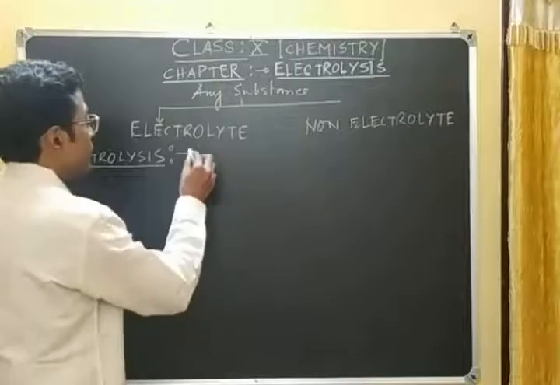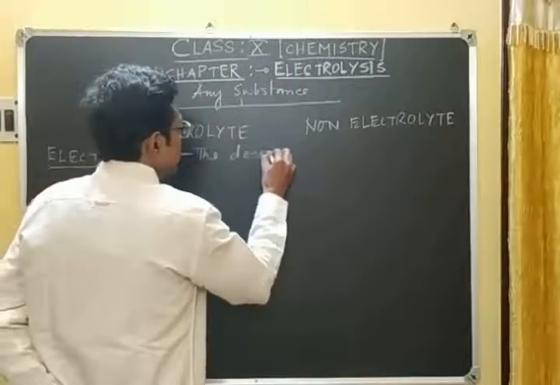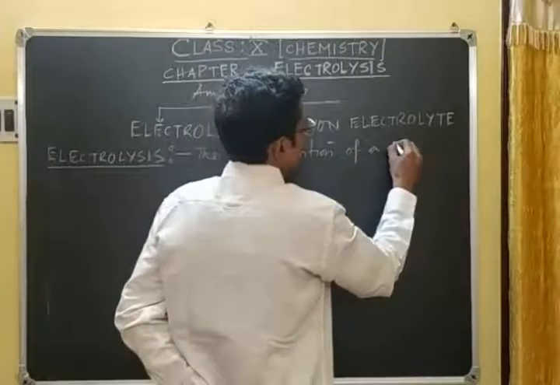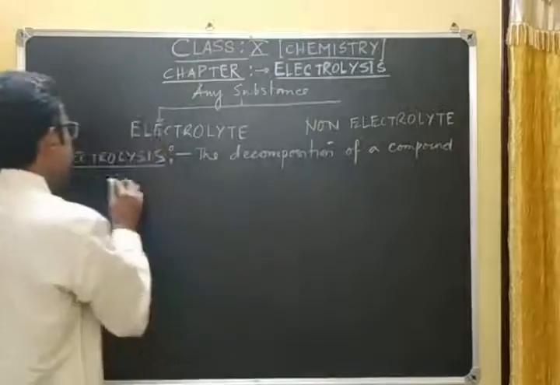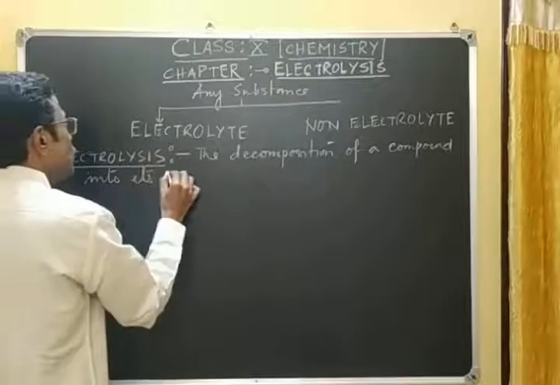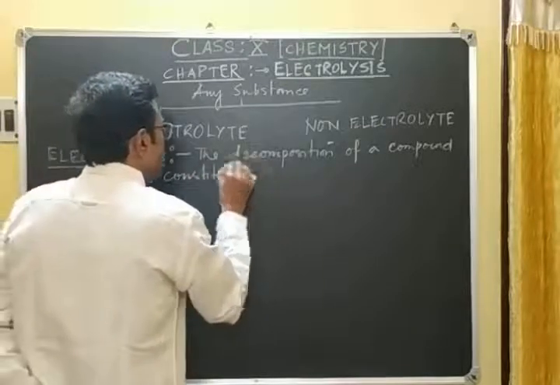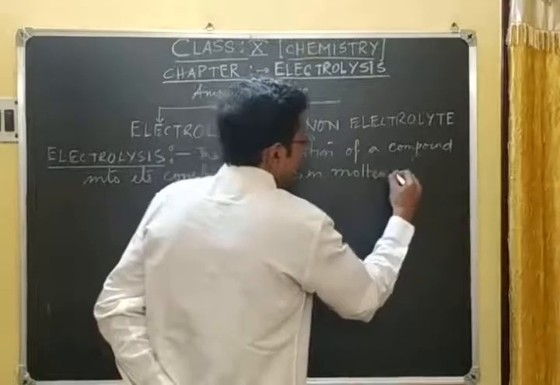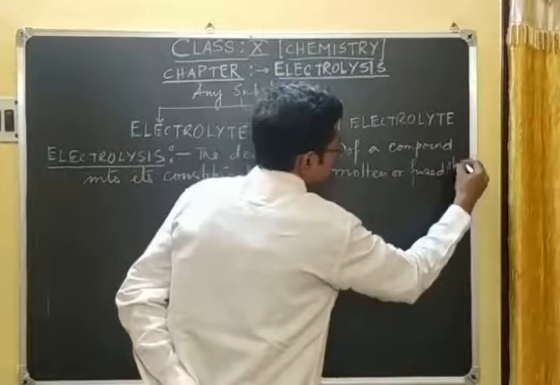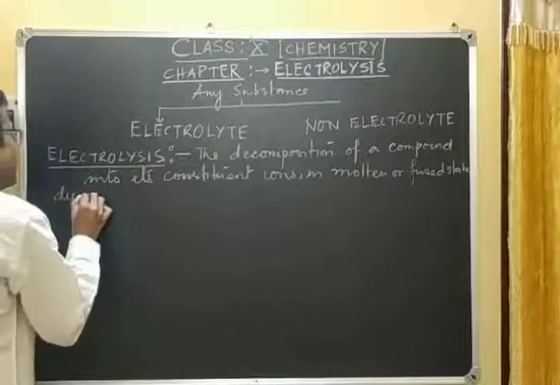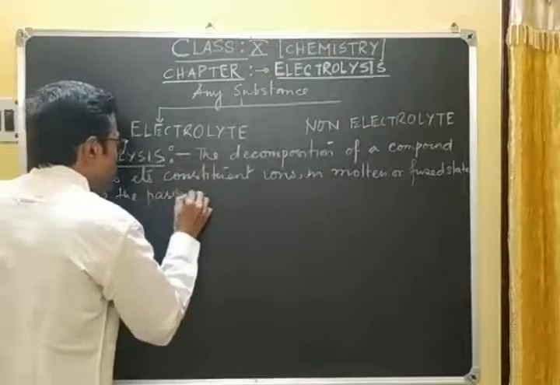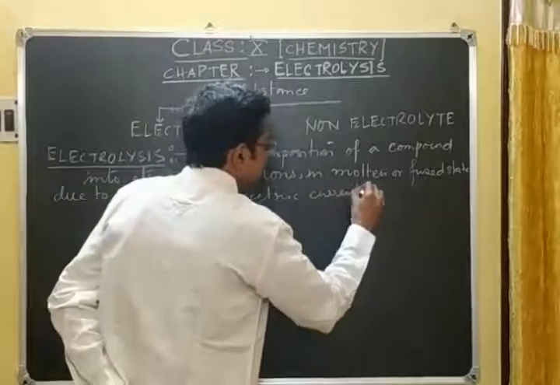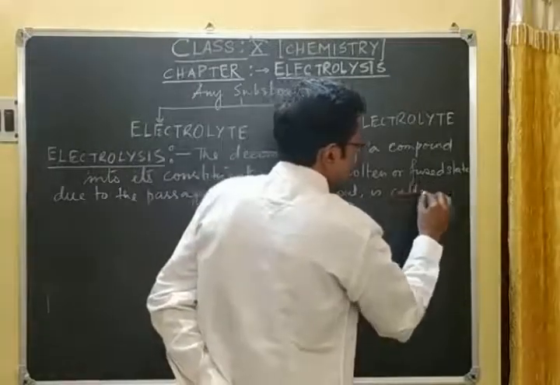The decomposition of a chemical compound, you should write it like this: the decomposition of a compound into its constituent ions, in molten or fused state, then due to the passage of electric current is called, remember, electrolysis.